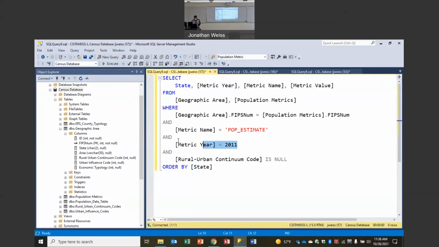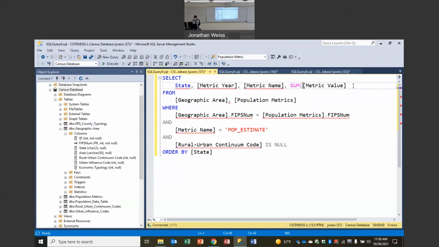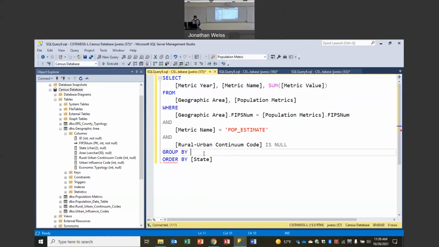We want it for all years, so we're going to get rid of the year here. And we want to sum this for the states so that we get the sum population for the states. And if we sum it, we need a group by statement because we're using an aggregate function again. We want to make sure that any fields that are not in an aggregate function have to be in the group by. And once again, we're going to order this by metric here.